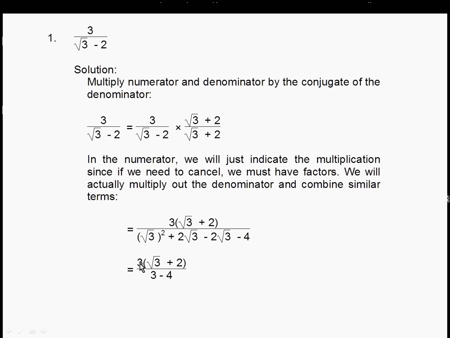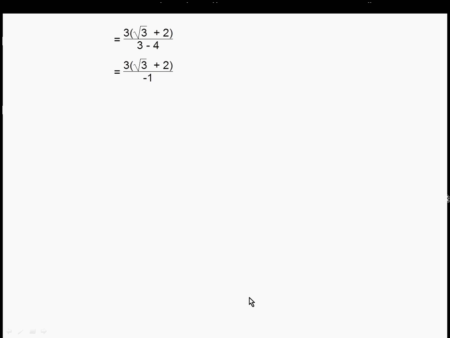Now again, if you feel like multiplying out the numerator, that's fine. I just don't feel like doing it. 3 minus 4 is negative 1. This was the last line from the previous line. This negative 1, I'm going to put the minus up there. Don't write denominators of negative 1 either. So I got negative 3 times the square root of 3 plus 2, or if you distributed, minus 3 square root of 3 minus 6. Your choice. Now notice, the radical didn't disappear. I just said I no longer have a radical in the denominator.